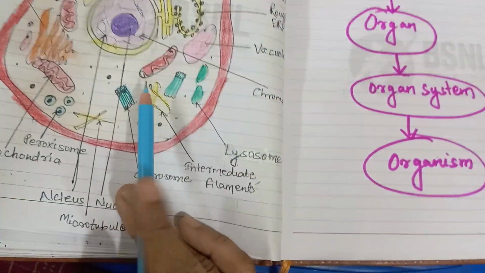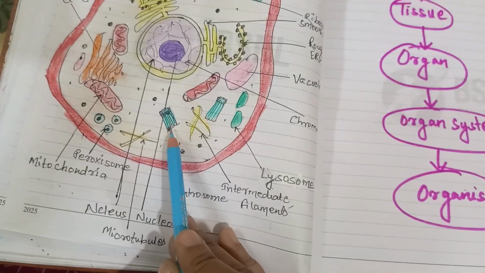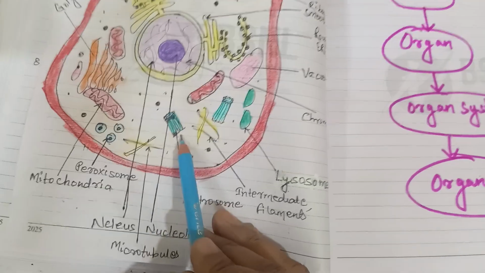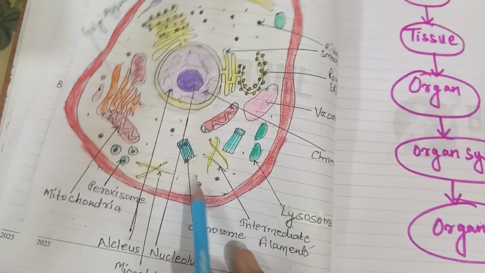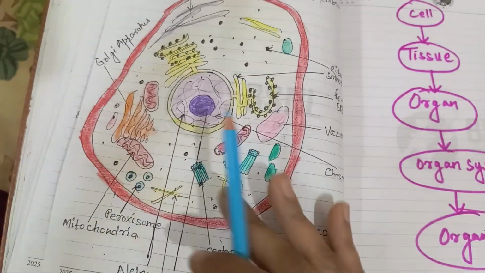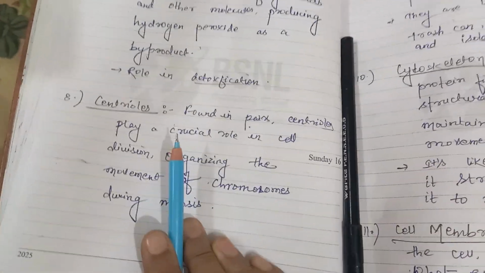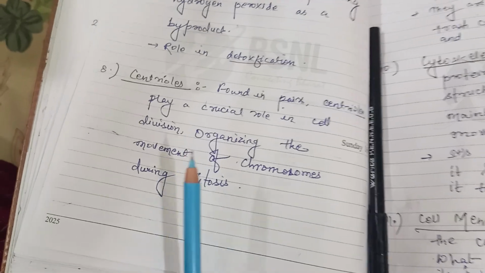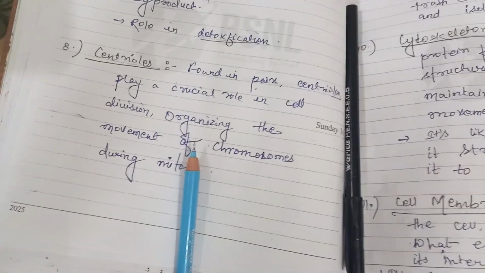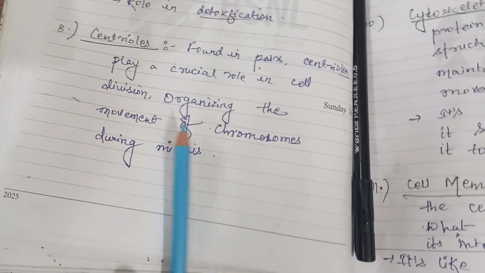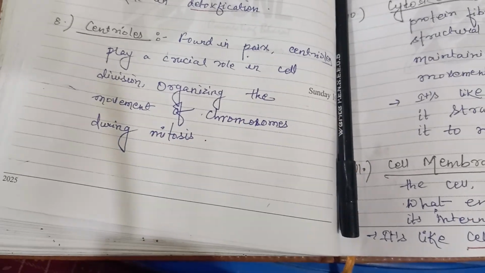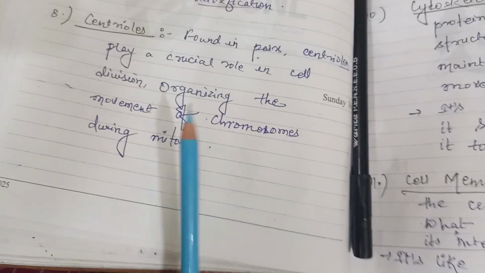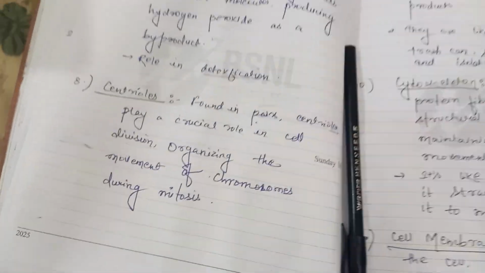Our next important cell organelle that we need to discuss is centriole, and as we know, for singular we call it centriole, and for a pair we call it centrosome. And centrioles are always present in pairs, and you can say they play a crucial role in the time of cell division or reproduction. Because it helps in the alignment or the movement of chromosomes during mitosis.